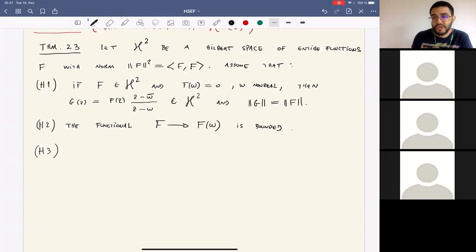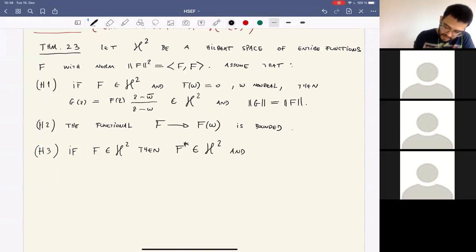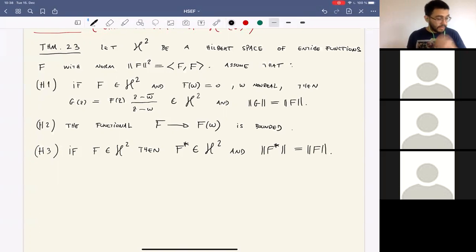And the third hypothesis, which is not so much needed, as we will see later, but helps. If you don't assume 3, then you get something else, which would not be a de Branges space, but would be isometrically isomorphic to one. But if you put 3, then everything works out nicely. 3 is: if F belongs to the space, then F star also belongs to the space and has the same norm.